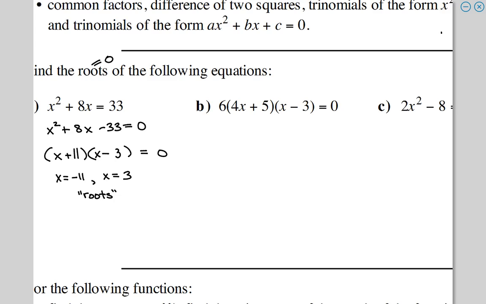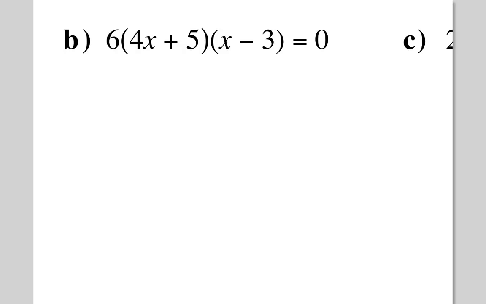Now, moving to the second one, all the work's been done for you. You just have to finish it off. So let's take a look at the very first thing that's easy. This one. What's easy about this? That's very simple to make 0.